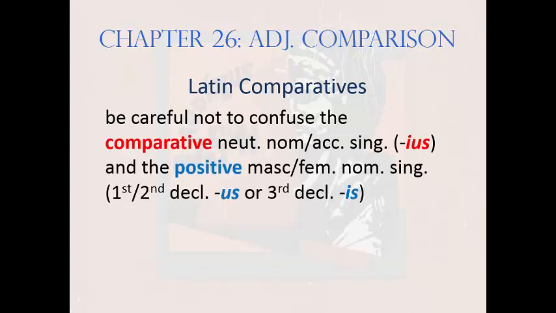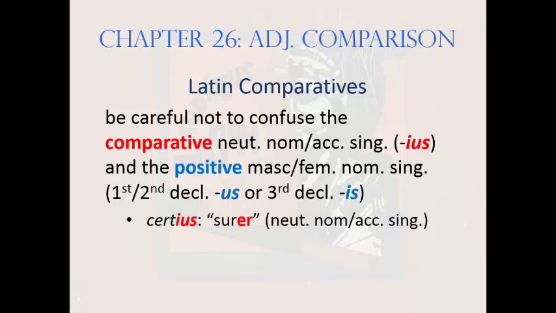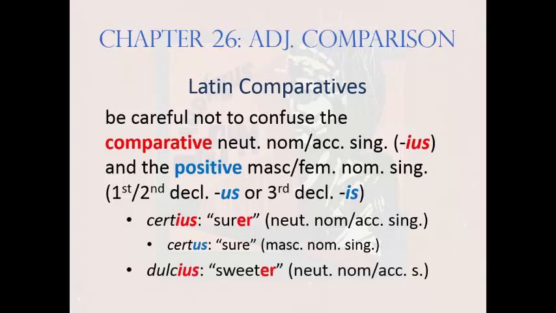And another thing to note is the deceptive similarity between the neuter nominative and accusative singular of the comparative adjective, the ius ending, and the masculine nominative singular of the positive, just us or is. Thus, certius means surer, it's the neuter comparative, whereas certus means sure, the positive form, masculine. Likewise, dulcius means sweeter, where dulcis means sweet, masculine or feminine.